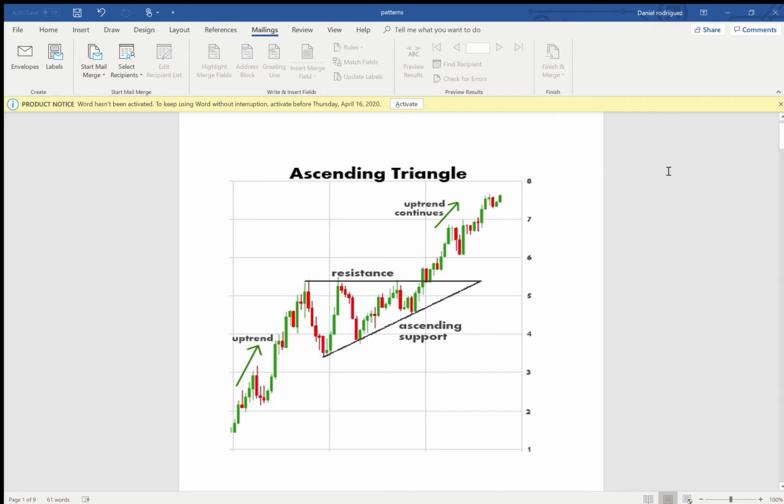So let's start. This is gonna be a real quick video. I don't want to make it too long. I just want to explain things as fast as I can. So I'm gonna start with the ascending triangle.